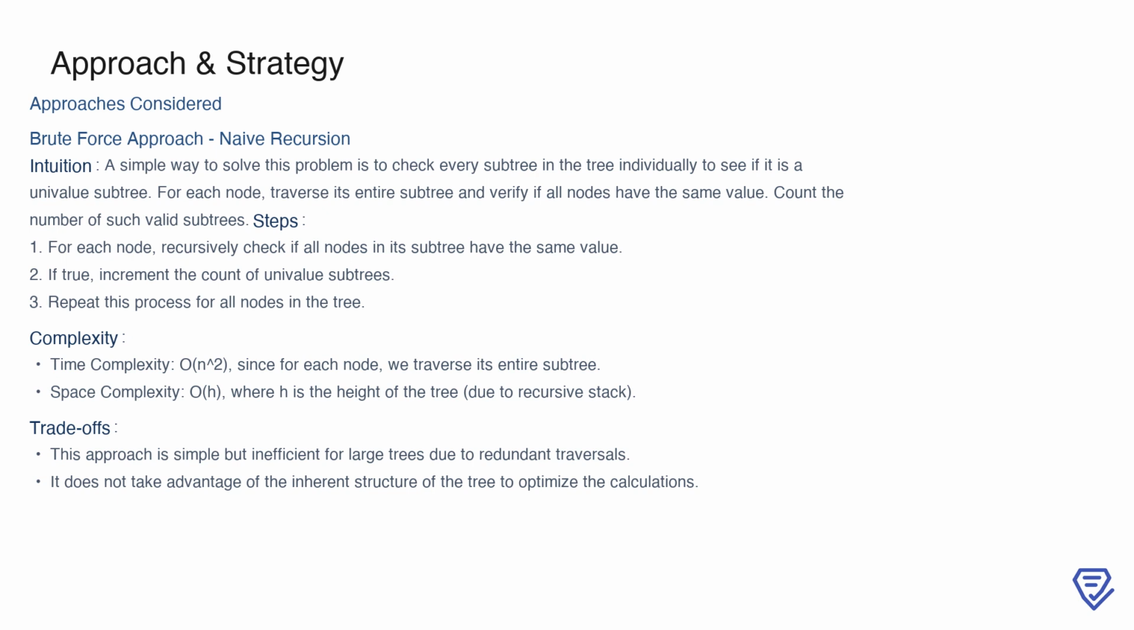While this method is simple to implement and easy to understand, it has some notable inefficiencies. Specifically, the time complexity is O(n squared), as we end up repeatedly traversing subtrees for each node, leading to redundant computations. The space complexity is O(h), where h represents the height of the tree, due to the recursive stack. While this approach is a good starting point, it doesn't leverage the tree's structure to optimize the process, making it less practical for larger trees.